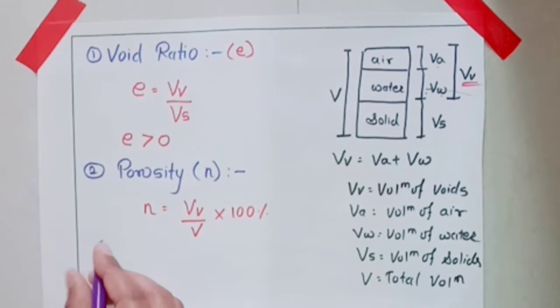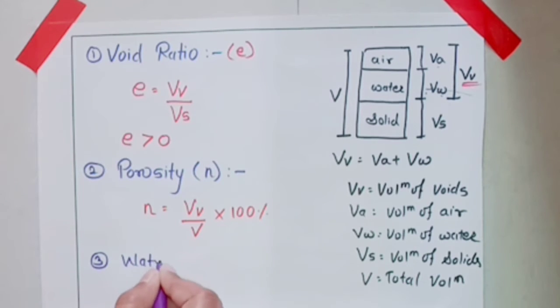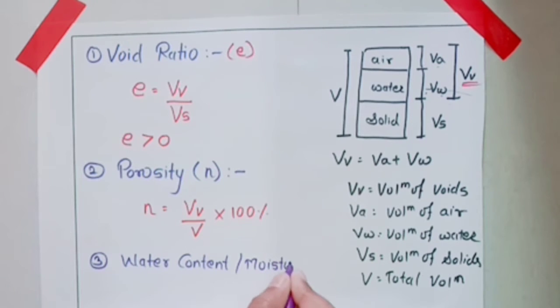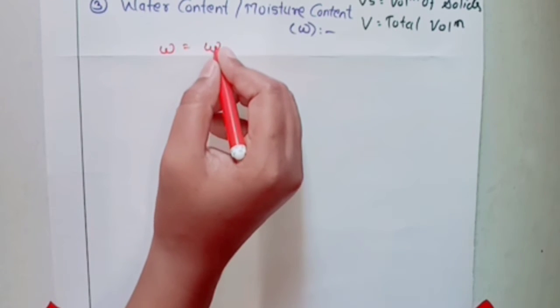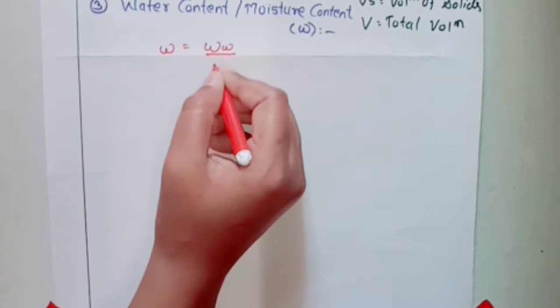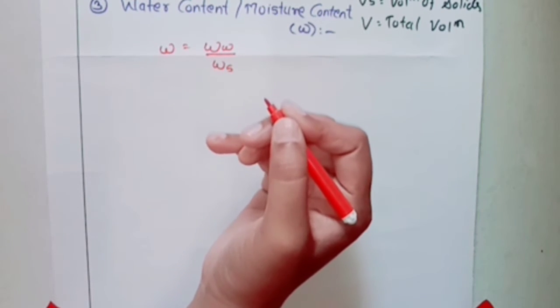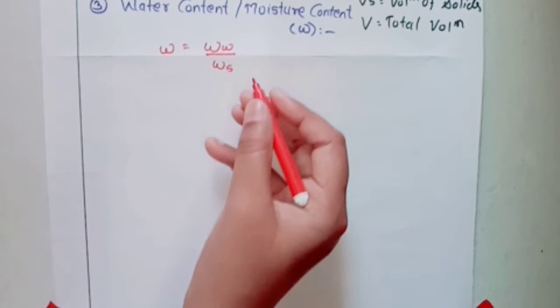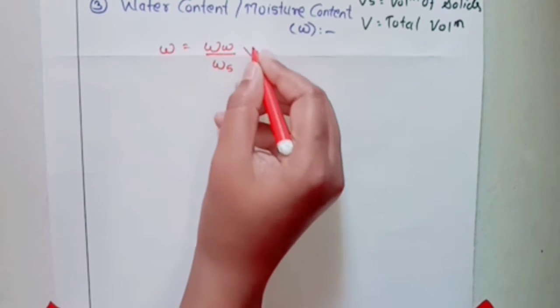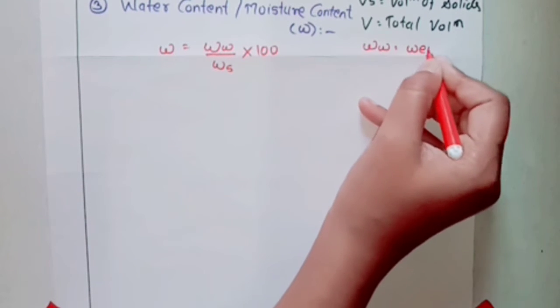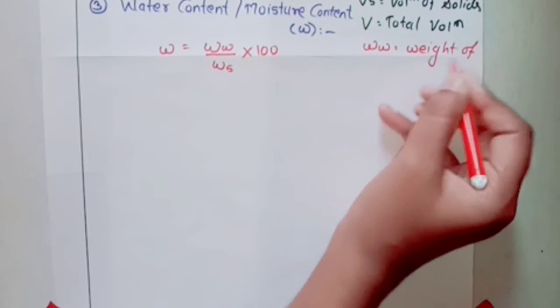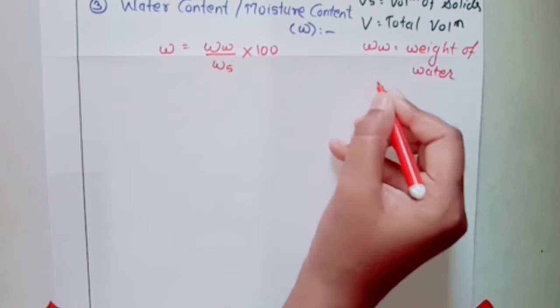Okay, then third is water content, or it is also called moisture content, and it is denoted by small w. So the formula is w equal to weight of water upon weight of solids, Ws. Okay, so I will explain it, and it is calculated in percentage, that's why into 100. Ww means weight of water and Ws means weight of solids.